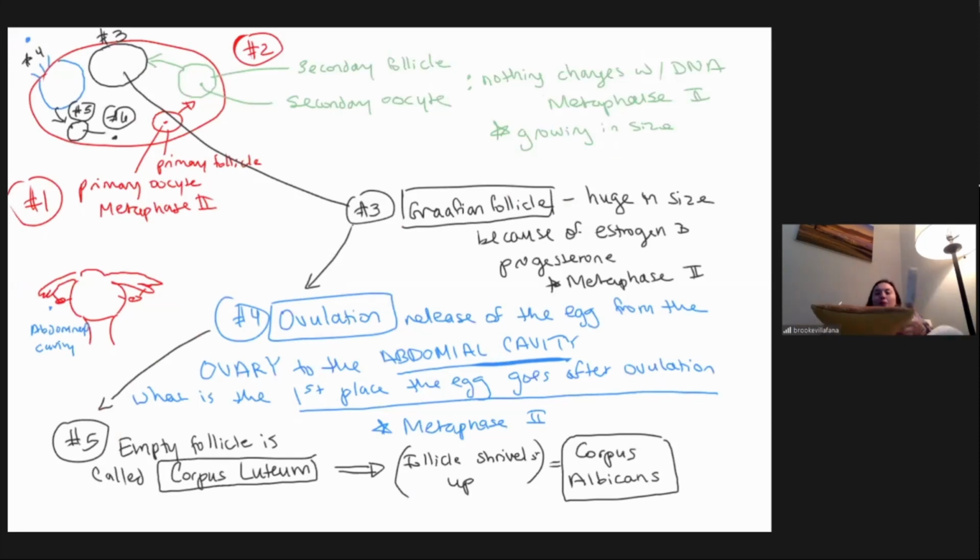Okay, so now we're going to talk about what happens to the egg. All right, so you guys are doing great. Just hang in there. We're kind of almost done. We just have to talk about what happens to the egg after ovulation. Number 3 is Graafian follicle. Good. All right, so once we get ovulation, what happens to that egg?